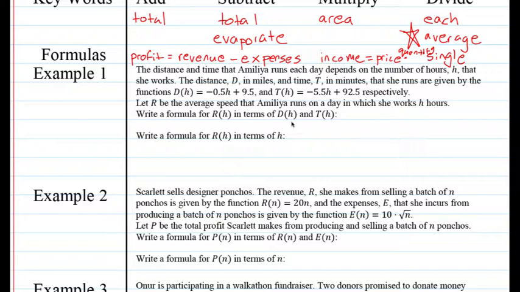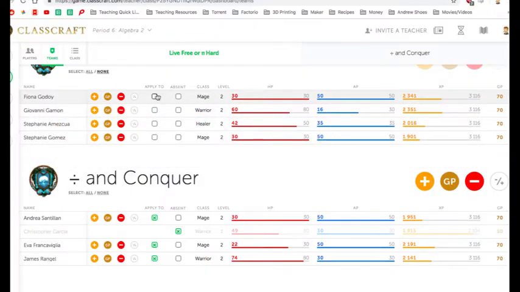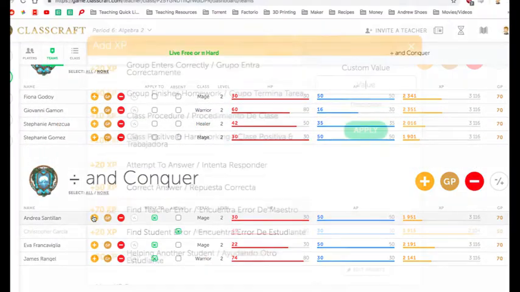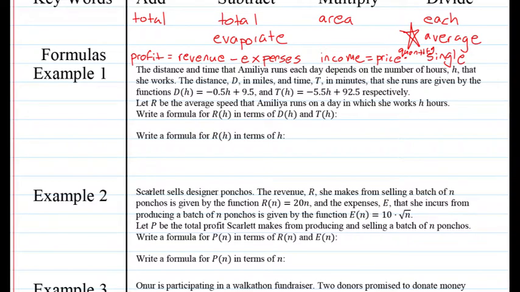The distance and time that Amelia runs each day depends on the number of hours h that she works. The distance d in miles and time t in minutes that she runs are given by the functions d of h equals negative 0.5h plus 9.5 and t of h equals negative 5.5h plus 92.5 respectively. Let R be the average speed that Amelia runs on a day in which she works h hours. Write a formula for R of h in terms of d of h and t of h.